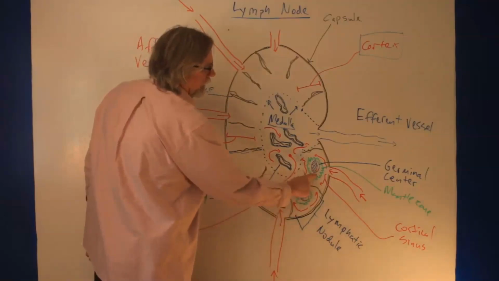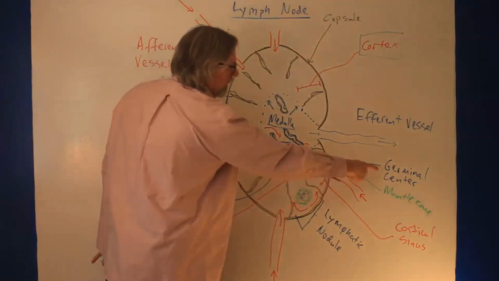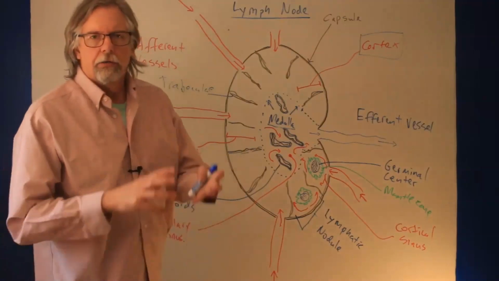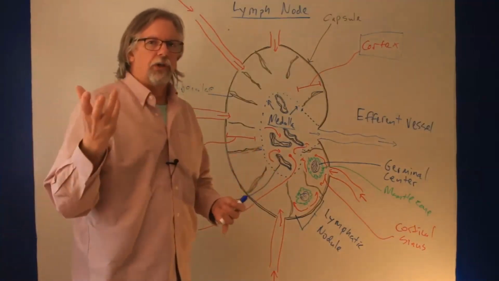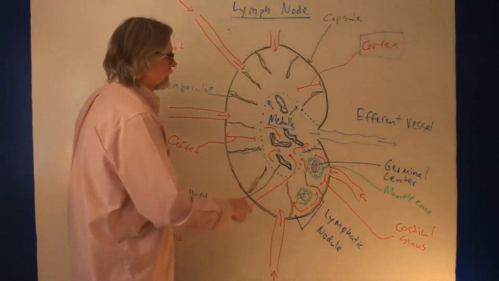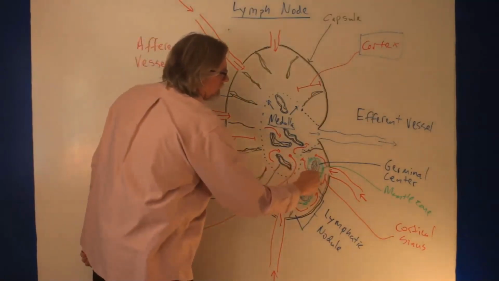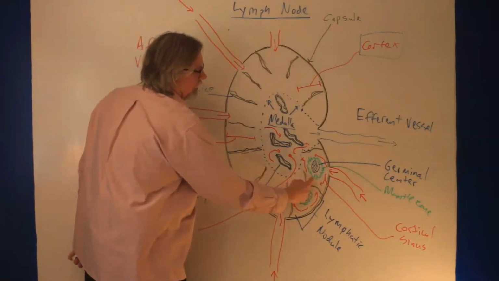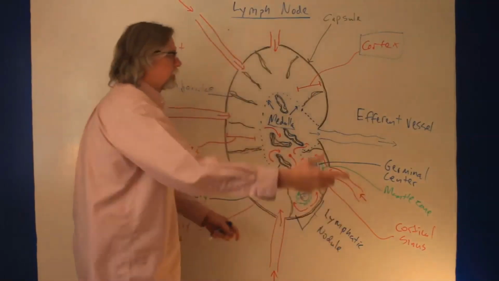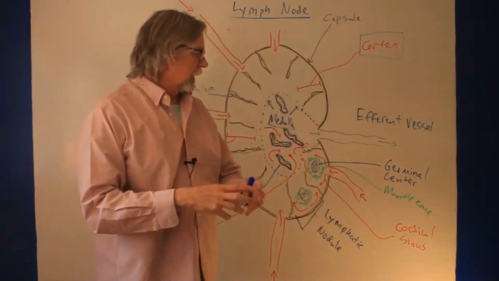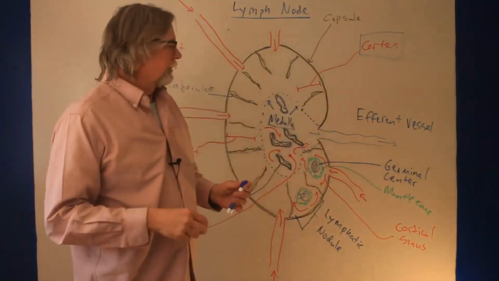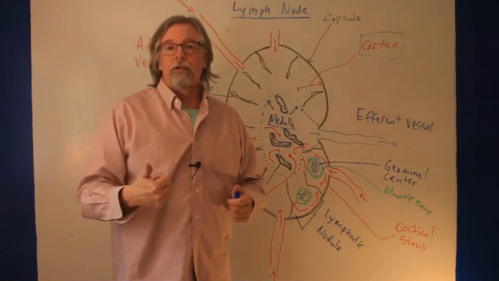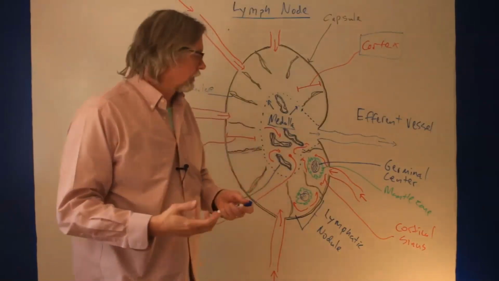So I've color-coded them here. The central blue area is called the germinal center. The germinal center in the middle of the lymphatic nodule. This is rich in B cells. Surrounding that is called the mantle zone, color-coded in green on this. Mantle zone surrounding the germinal center. So it's kind of a bullseye type appearance. The mantle zone has a lot of T cells and also a lot of macrophages.